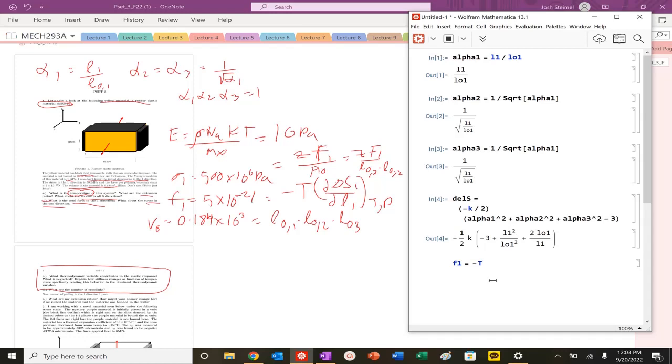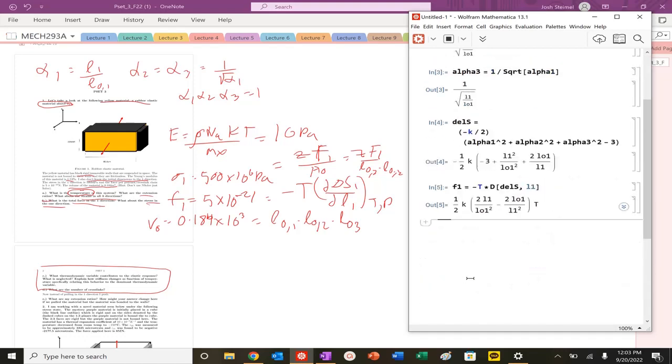My f sub 1 is going to be minus T times the derivative of del S1 with respect to L1, the dimension we're pulling. So we've got our f sub 1. We already know that that's going to be equal to 5 times 10 to the minus 21 newtons. But at this point, there's just a lot of undefined variables, but we can keep that in the back pocket. You can actually define the equation right now if you wanted to, but that's just another way to solve the problem. So there's a lot of ways that you can solve many of these problems.